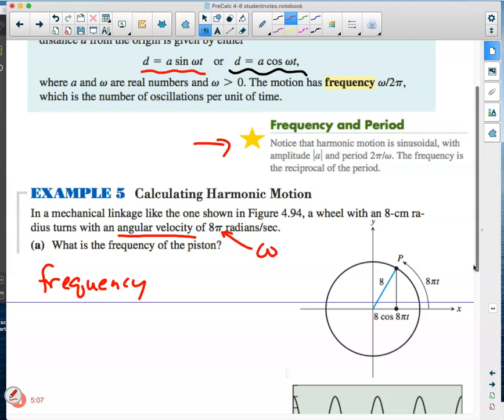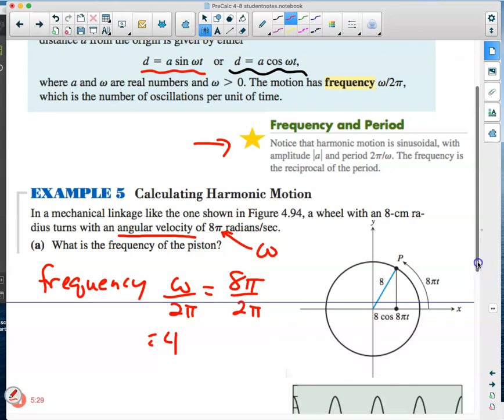And I don't know whether or not you want to memorize everything all over again, but just remember that omega is B in this situation. So we're going to have omega over 2 pi. And they just told us what omega was. It was 8 pi. So we would have 8 pi divided by 2 pi, which would obviously give us 4.